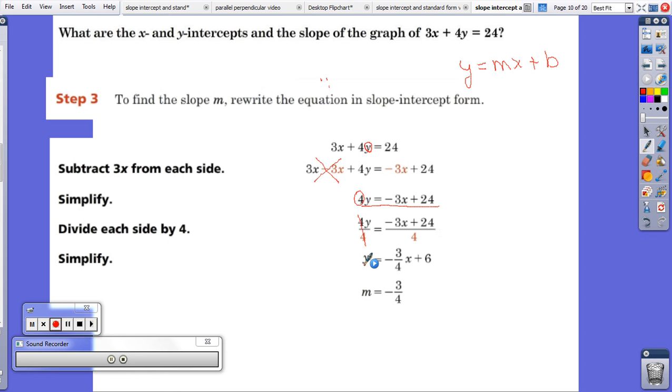Then these go away. Then you have y is equal to negative 3 over 4 x plus 6, since 24 divided by 4 is 6. So our slope is negative 3/4. So we found our slope, and we found our x and y intercepts.